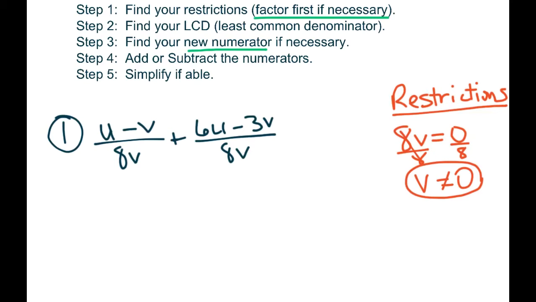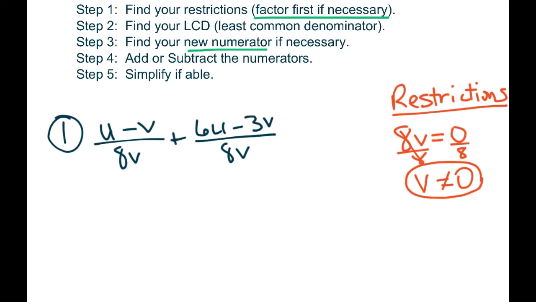Step 2, find your least common denominator. Luckily, both of the denominators are the exact same, so we have a common denominator. We don't have to do anything else with this. Since we didn't have to change our denominators, step 3, we don't have to change our numerators. So we are ready to go straight to step 4 and add or subtract the numerators.